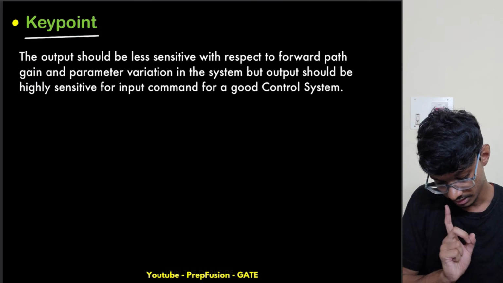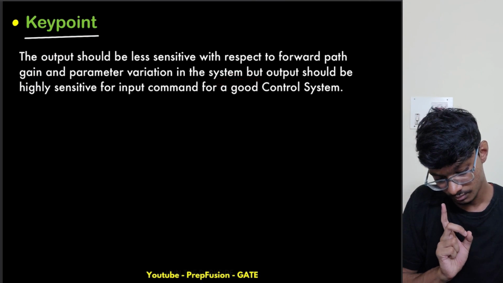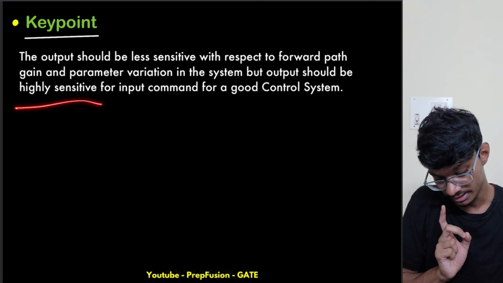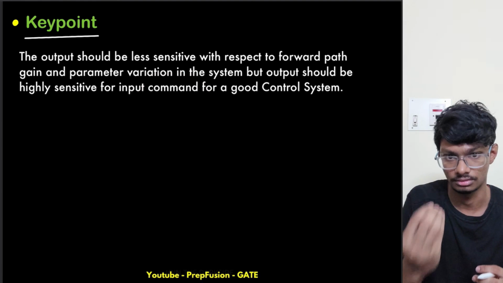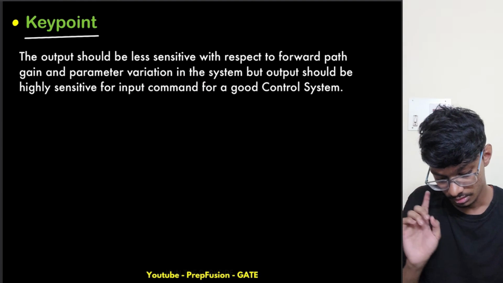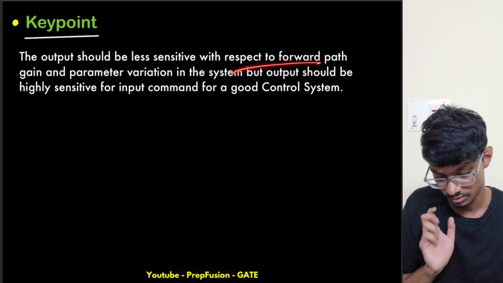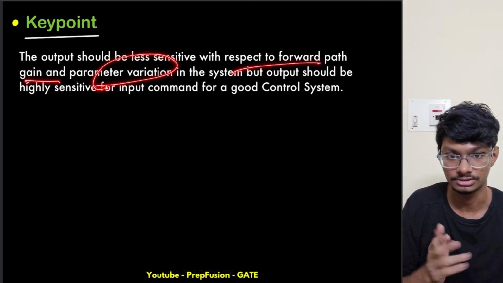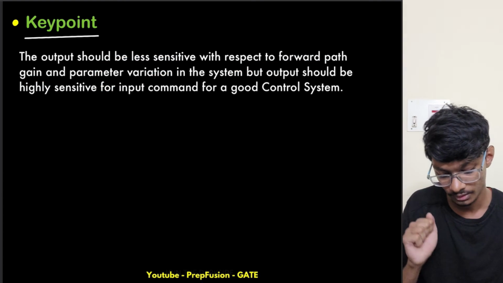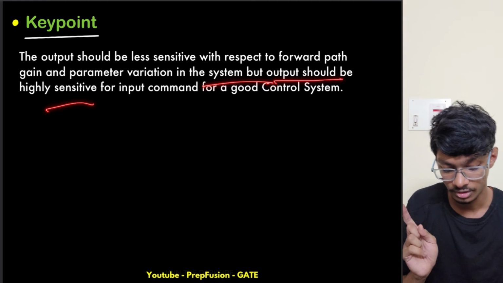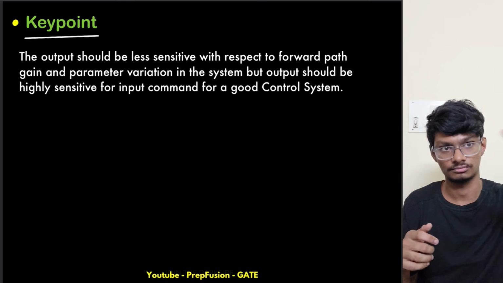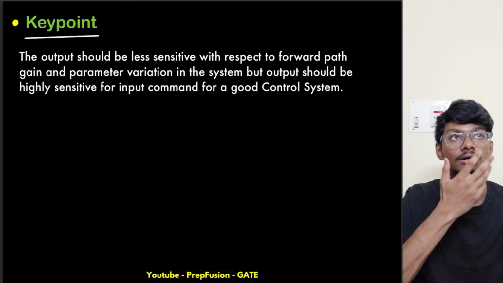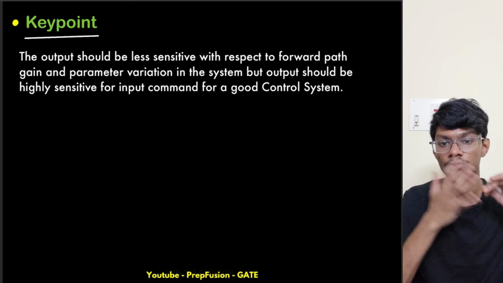The output should be highly sensitive to the input command for a good control system. Basically, the output should be less sensitive with respect to the forward path gain and the parameter variation, that is, the feedback path in the system, but highly sensitive to the input command. If I want to change the speed from the input, then the system should realize it and the output should change, right?